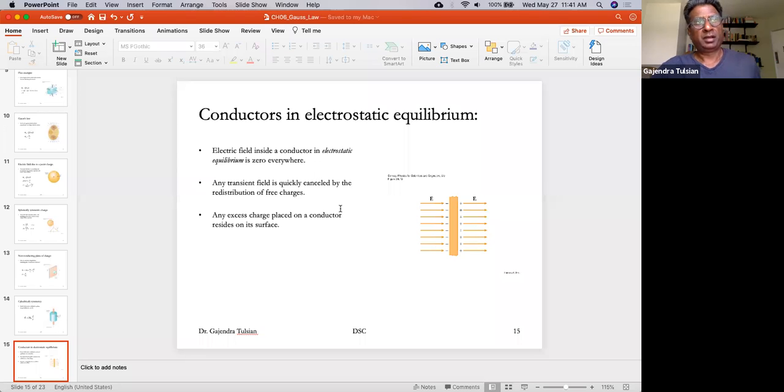Now you can produce an electric field inside a conductor, but that's in dynamic, not in equilibrium. If you connect a battery to a conductor, a current can flow through a conductor, and that's because there's an electric field inside the conductor. But in electrostatic equilibrium, the electric field is always 0.